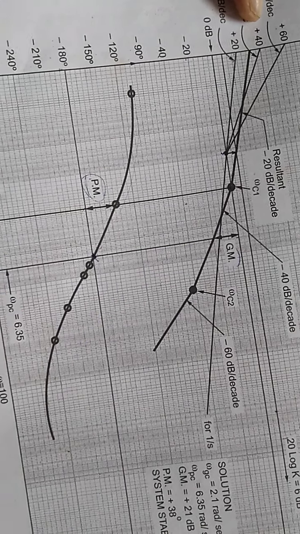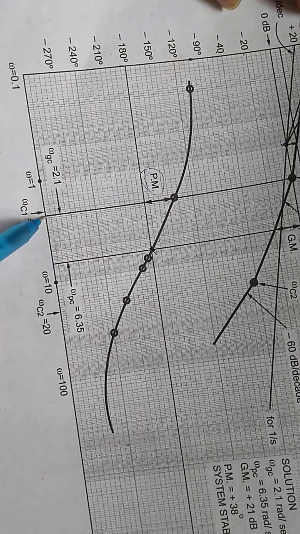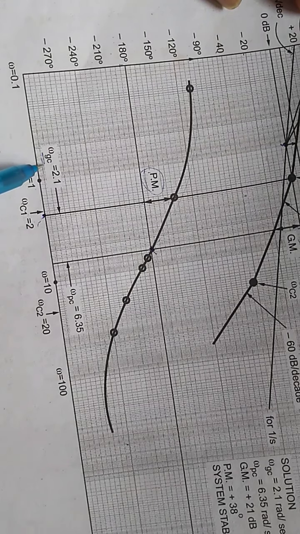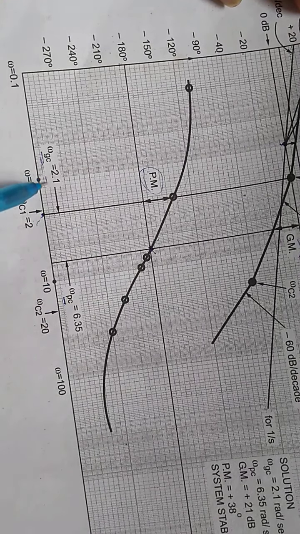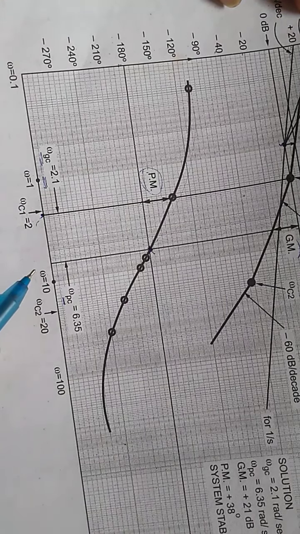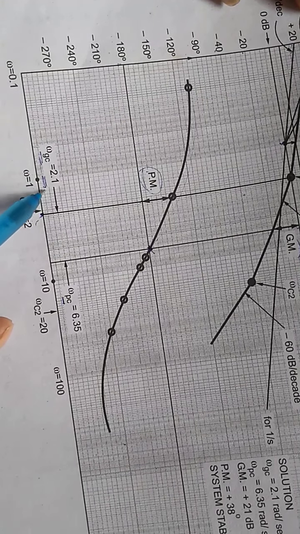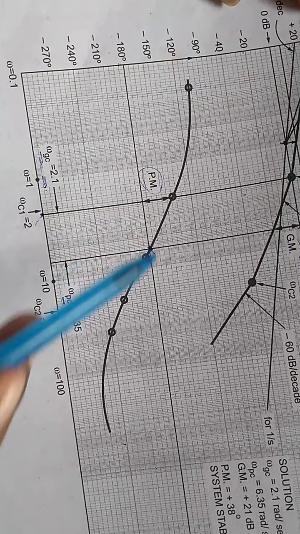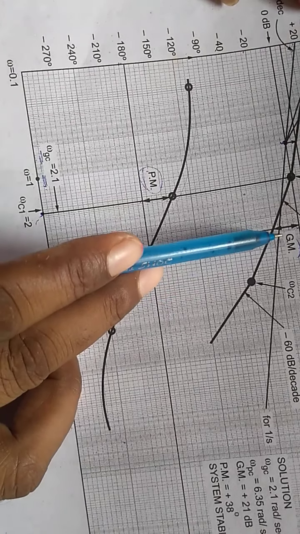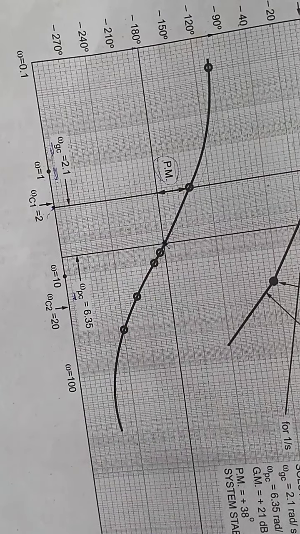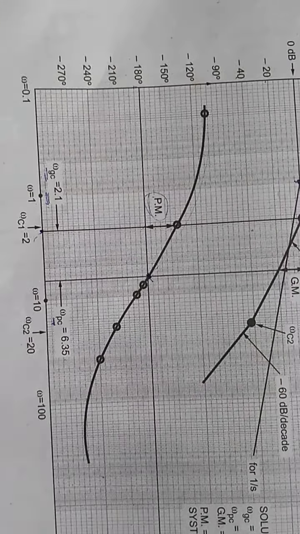And if you project towards the x-axis, you will get the phase crossover frequency, that is omega pc, and the gain crossover frequency, that is omega gc. So gain crossover frequency with respect to phase margin, and phase crossover frequency with respect to gain margin. This is about the complete Bode plot problems. Clear?